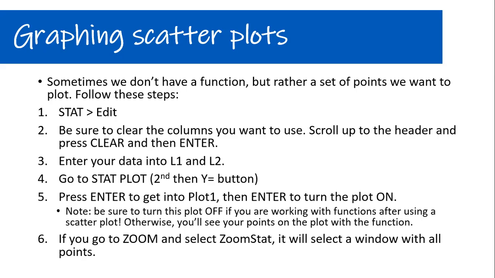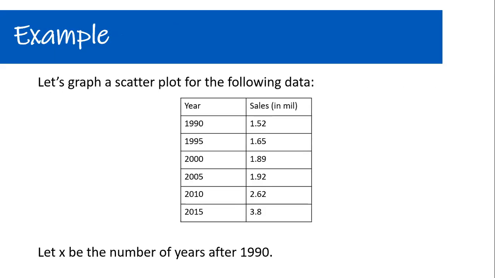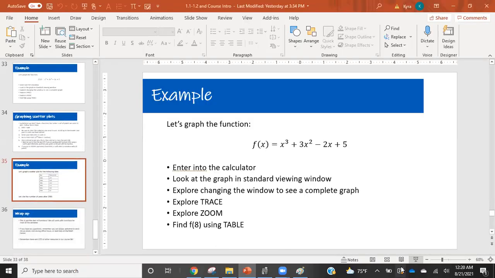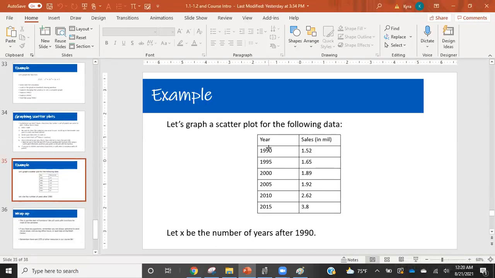Now, there's one more cool function about zoom. If you go to the zoom button when you're on that graph and select zoom stat, which is at the bottom, it will select a window that's just all of your points. So instead of playing around with zooming in and zooming out and changing your window, it'll do that for you if you press zoom stat. It'll just make sure it includes all of those lists. So let's look at an example here. Let's graph a scatter plot of this data, but we want to let x be the number of years after 1990. So we need to be careful there. We're not entering 1990, we're entering the number of years after 1990.